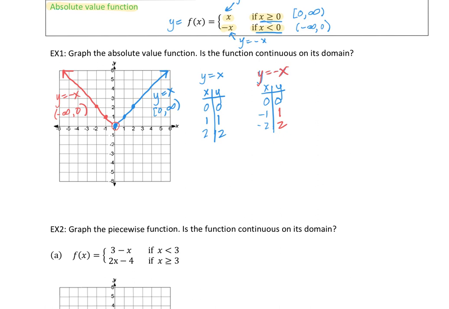You look at each piece separately, plot some points, and draw your graph. You just have to be aware of which x values you're putting in. So you have to be very conscious of what those inequalities are.